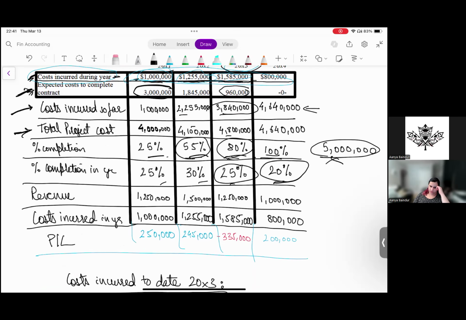And that will give you the revenue figures for each of the years. Then you see what the costs incurred during the year were. So this is how much you incurred in each of the individual years. And from the revenue, subtract the cost, and that'll give you the profit or loss.